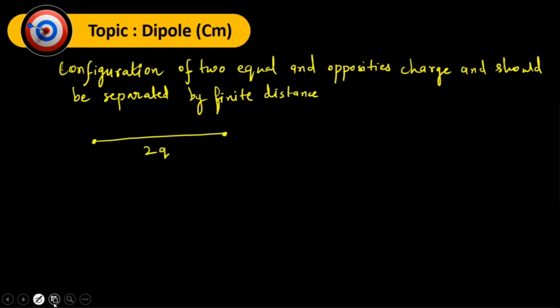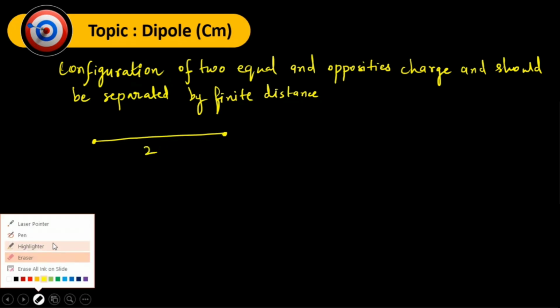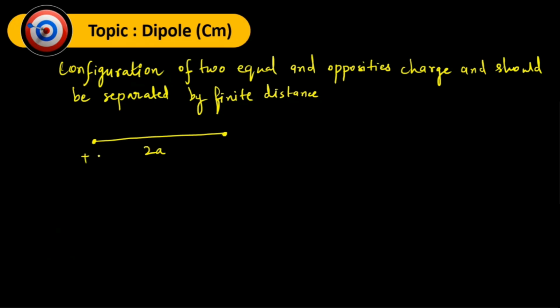For example, suppose we have two charges of opposite nature, like plus q and minus q. These are equal in magnitude, but the nature is different. This is the positive charge, this is the negative charge. So the configuration of two equal and opposite charges separated by a finite distance is called a dipole. Now, the distance can be taken as r, or as a, but we generally take it as 2a, because this helps us calculate the relation for electric field to a little easier extent. The formula becomes a little easy when we use 2a.